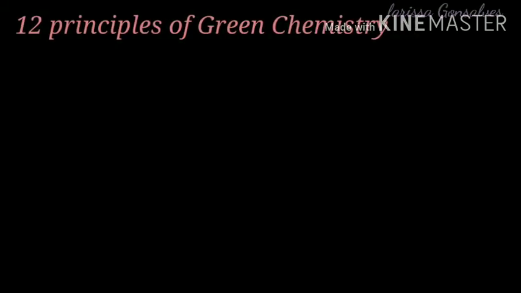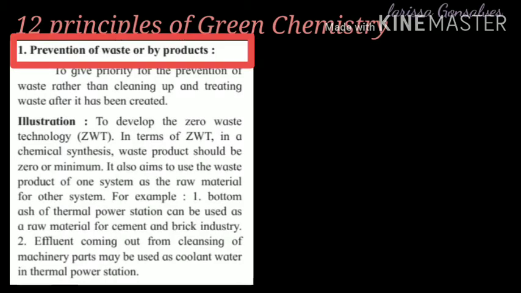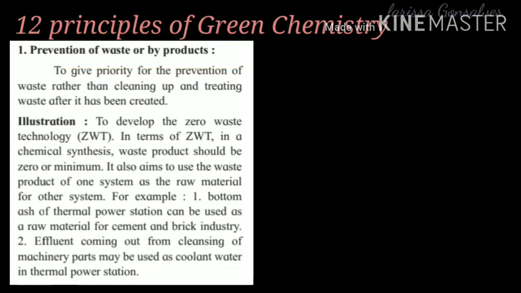Let us now study the 12 principles of green chemistry. First principle is prevention of wastes or byproducts. This principle gives priority to prevention of waste rather than cleaning and treating waste after it has been created. Let us study some examples to understand the same.